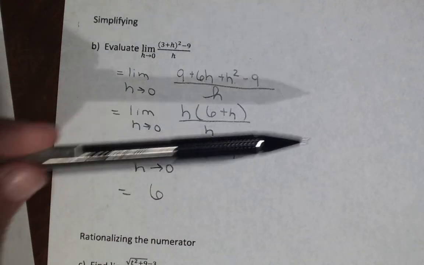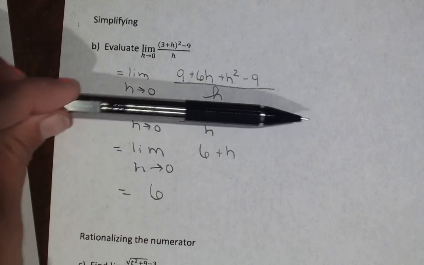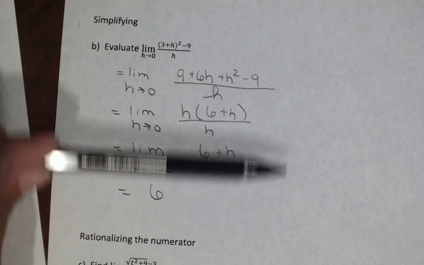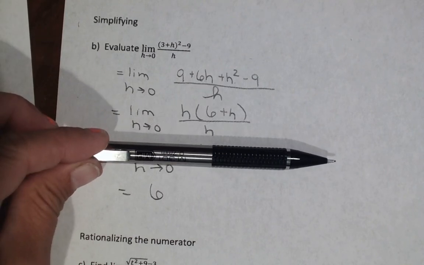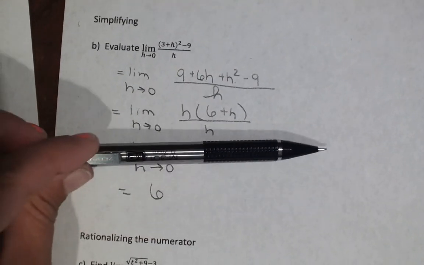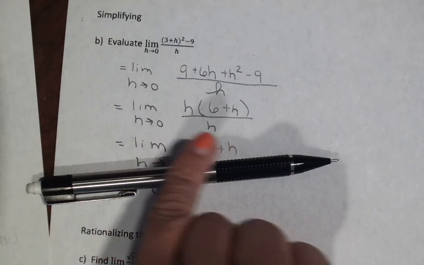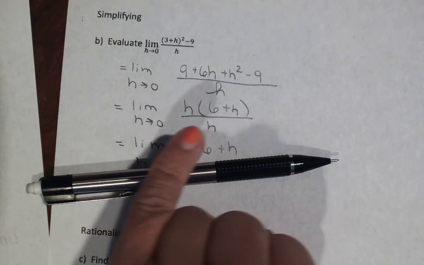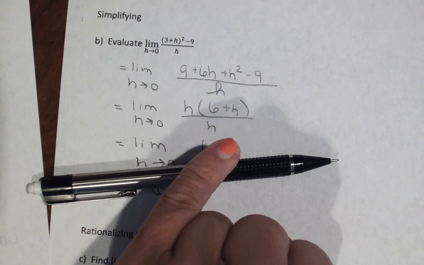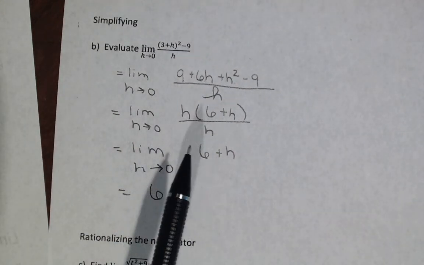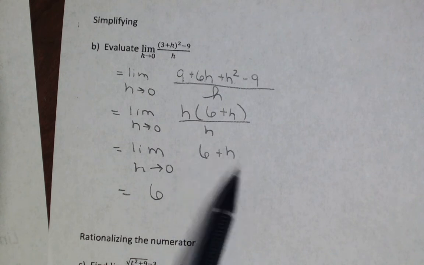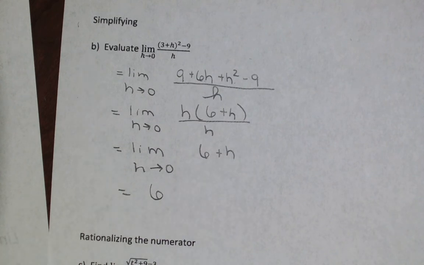Okay, so recall that you can't just go straight from step 1 to the last step. You have to show this first step, this second step, this third step. I can't take the limit right here. Okay, it's not able to do, but once I cross out those h's and show that I'm taking the limit as h approaches 0 of 6 plus h, then I could do direct substitution.